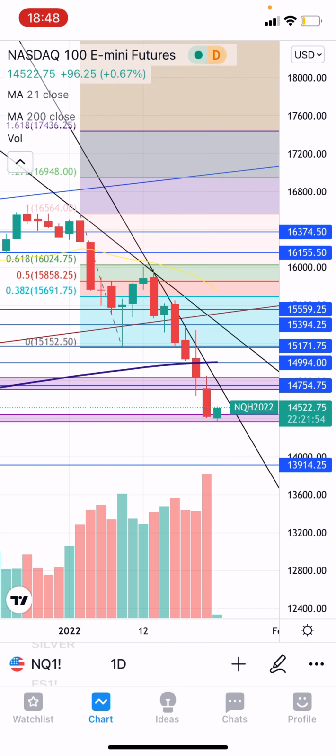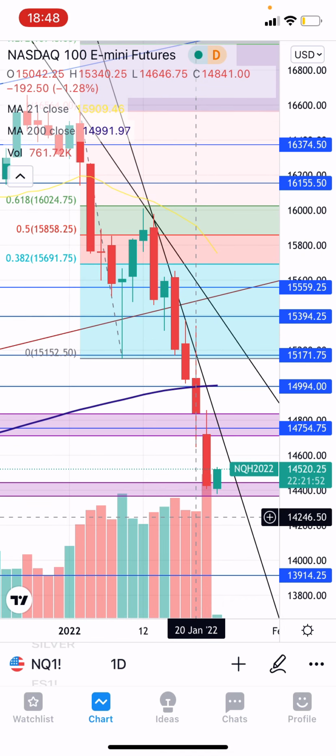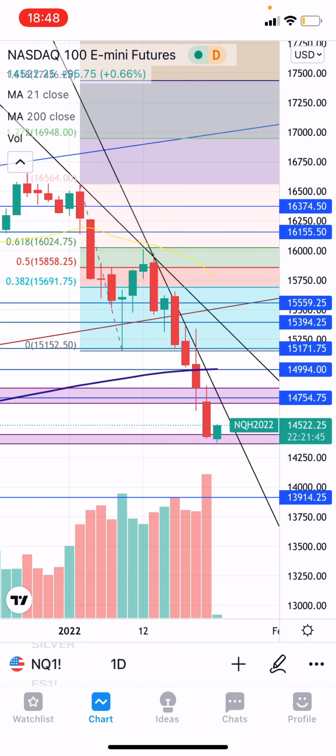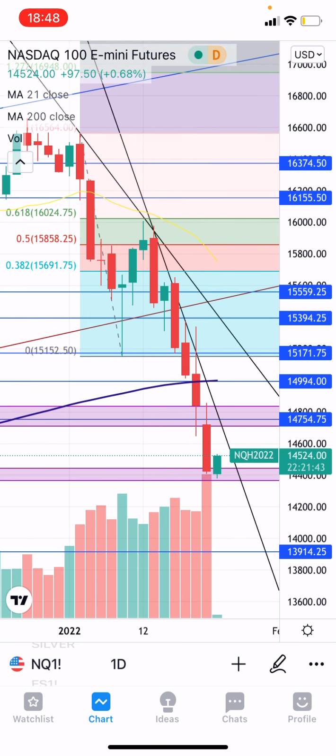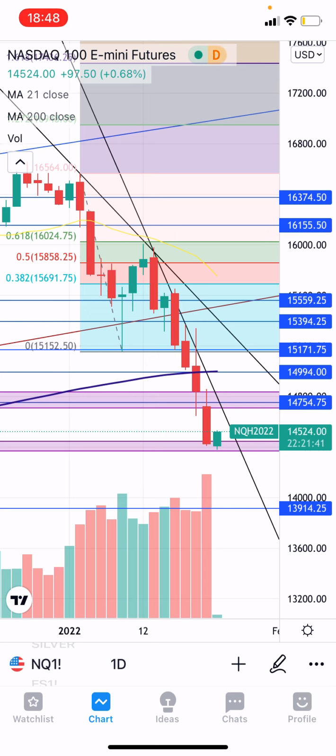In fact, I was actually bottom fishing here, and I did take a long at 15,000, because that's another point of entry as well, right? The moving averages, right? And the moving averages I typically use are the 200 period moving average, the 21 period moving average, and the 50 period moving average.